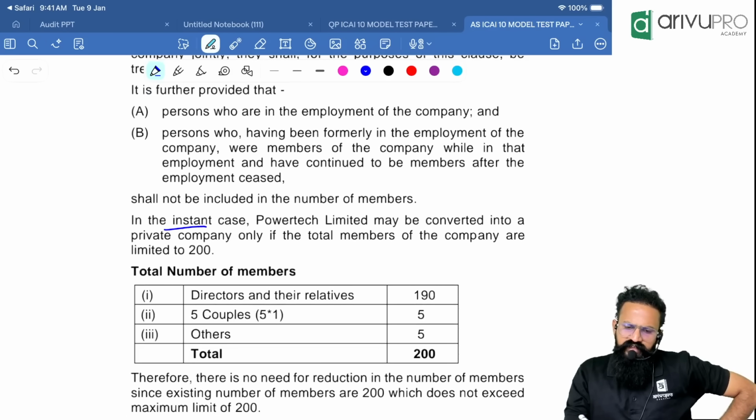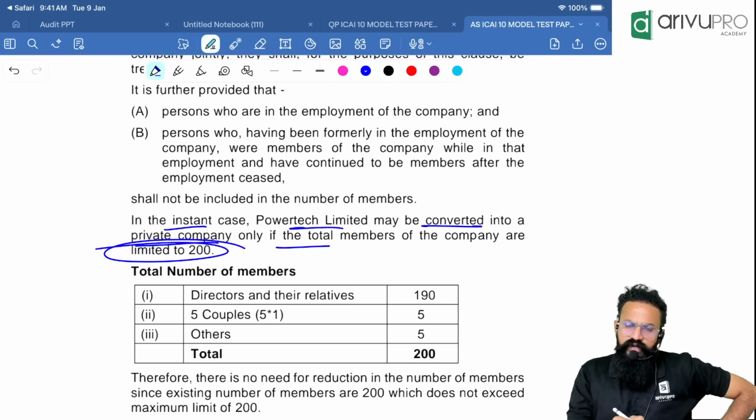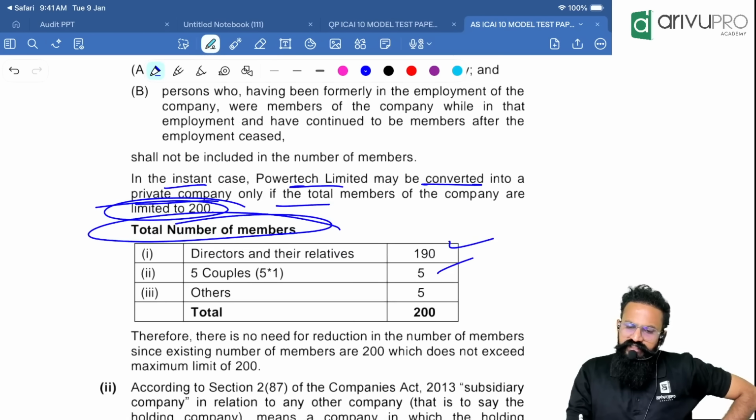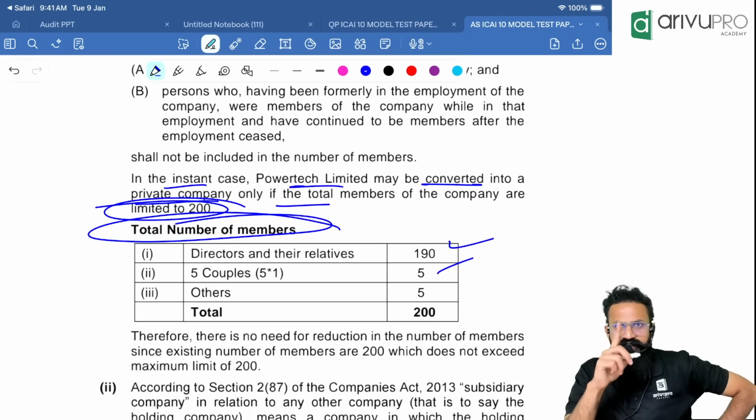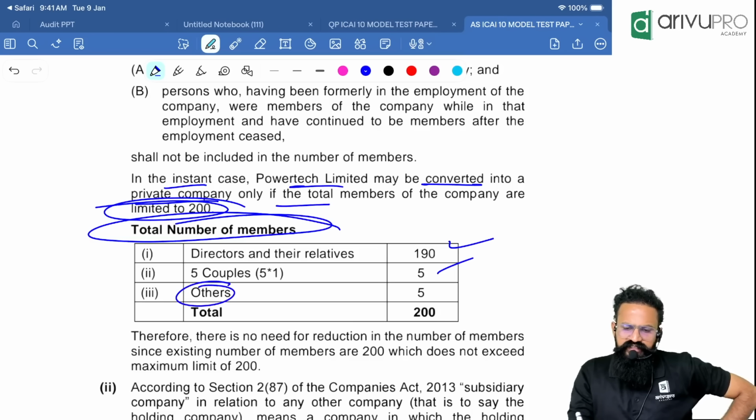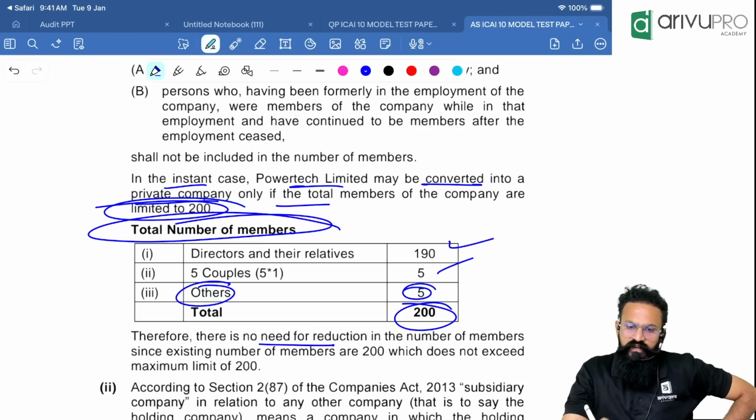In the instant case, PowerTech Limited may be converted into a private company only if the total number of members is limited to 200. Now, what is the total number of members? Directors and their relatives is 190. Couples are taken; there are technically 10 people, right? 5 into 2, so 10. But you have to treat them as one. Joint shareholders have to be treated as one. And others is 5. So technically it is 200. Therefore, there is no need for reduction.